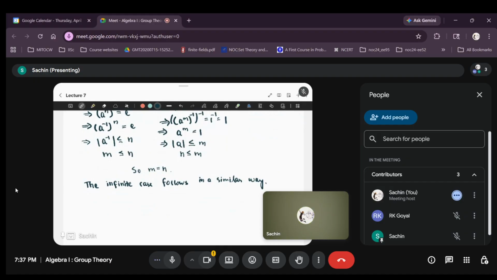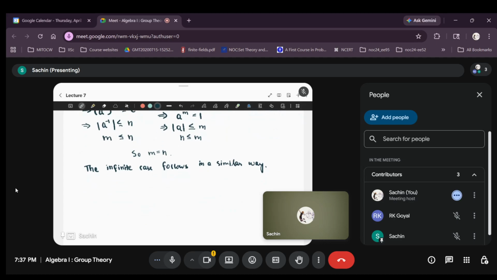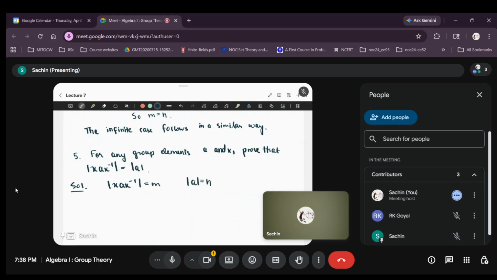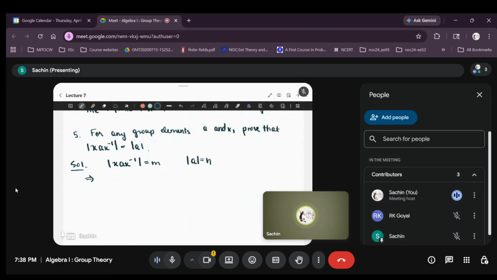One different kind of result is that for any group elements A and X, prove that XA X inverse has the same order as A. Again, like the previous statement, we assume one of them has order M and the other has order N. So if XA X inverse has order M, that means XA X inverse whole power M is the identity.